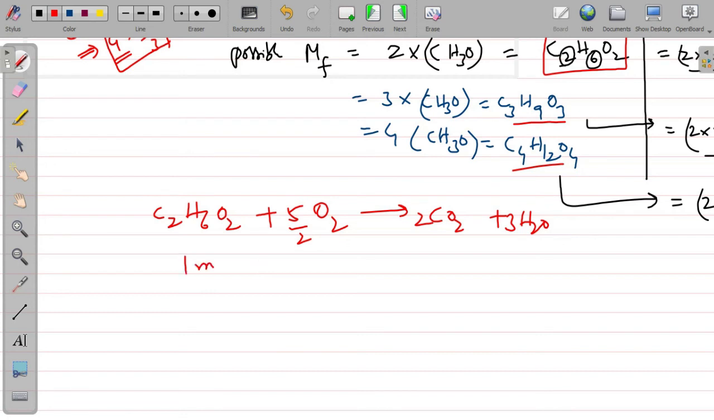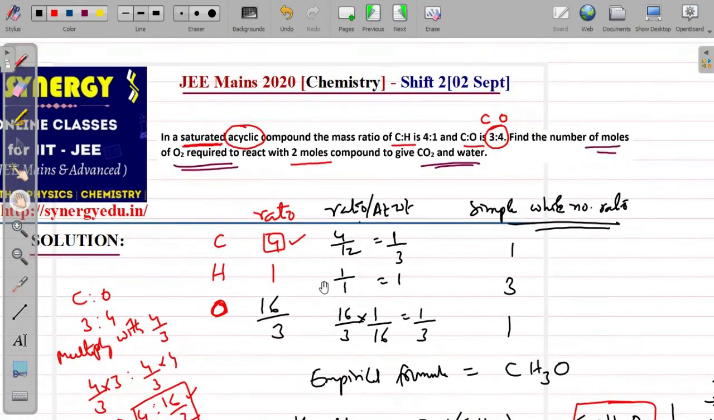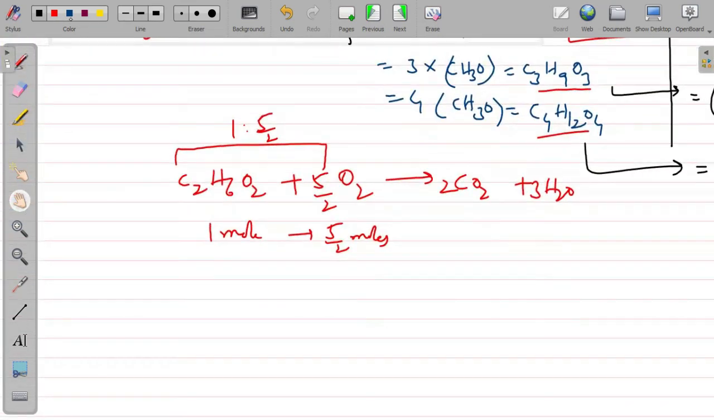Now here it shows that 1 mole requires 5/2 moles. According to the balanced equation, 1 mole requires 5/2, because that is the ratio. So 1 mole requires 5/2. But how many moles have they taken? They have taken 2 moles of compound. Therefore, let's take 2 moles of compound.